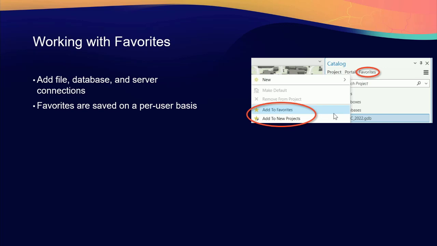We're going to be discussing licensing and how to log into ArcGIS Pro later on in this session, but just think of logging into ArcGIS Pro, creating a project, establishing those favorites, then opening up and creating a brand new project. Those folder connections, database connections, they will be persistent if you add those to new projects.